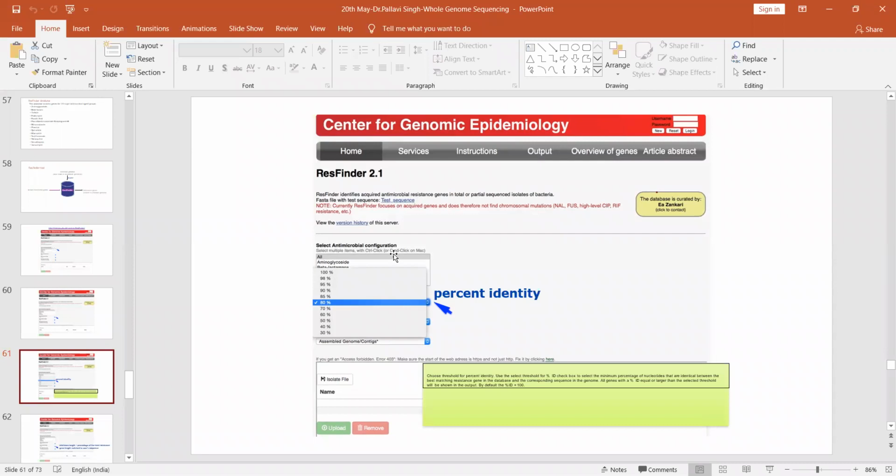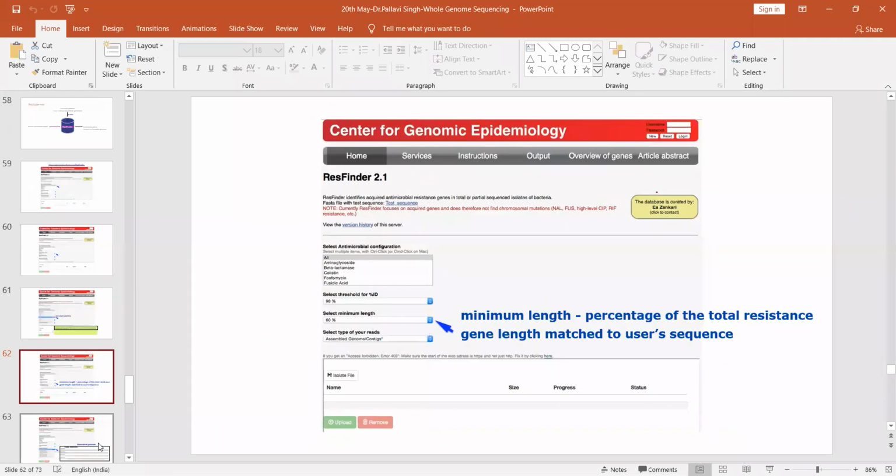I will tell you one observation that is seen in the server. If you increase the percentage identity, by default we have taken 60%. जितना आप percentage identity बढ़ाते जाओगे 80, 90, 100, उतना आपको कम results मिलेंगे, क्योंकि अगर आप 60 रखोगे तो query coverage जो है known के साथ unknown की वो 60 के करीब ही देखेगा. That 60% hit has to be covered. The moment you increase it, it becomes more stringent. So this select minimum length is a percentage of the total resistance gene matched to the user sequence.